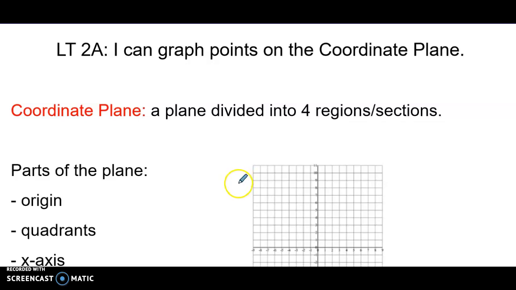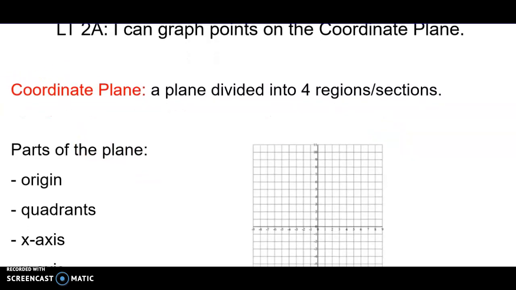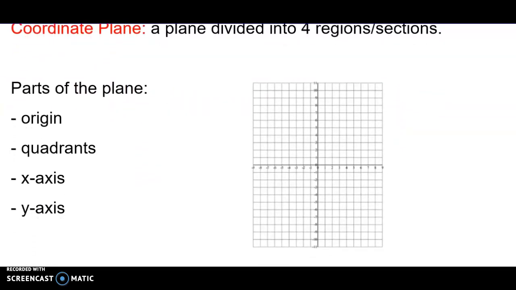to understand. So the definition of a coordinate plane is a plane divided into 4 regions or sections. Okay, so it's a plane with 4 regions, or another way to look at it is 4 sections of something. So we're going to talk about the parts of a plane. This here is an example of a coordinate plane. It has 4 regions: 1 region, 2 regions, 3 regions, and 4 regions.